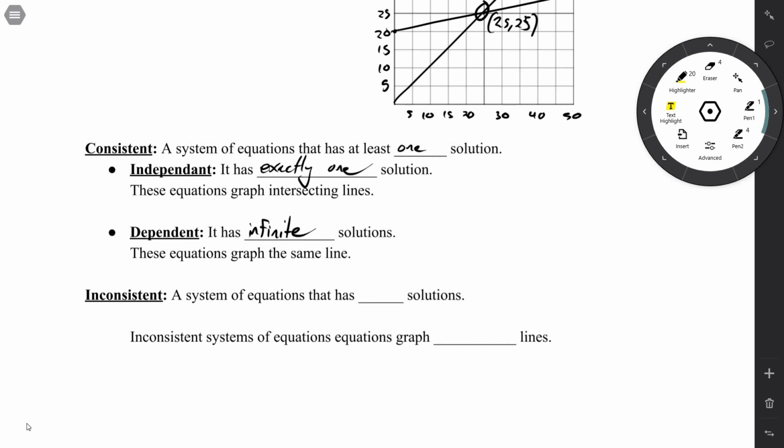All right, an inconsistent system of equations is one that has no solutions. I'm going to write 0 solutions. Inconsistent systems of equations graph parallel lines. That's everything for these notes.